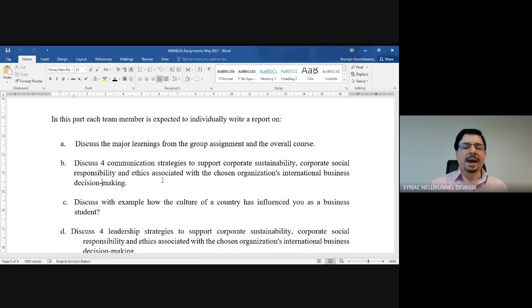Okay, and the third point, discuss with example how the culture of a country has influenced you as a business student. So here, think of another country's culture, not China. Don't take China. You think about maybe the country that you have taken for your assignment, or maybe if you have visited Malaysia or Singapore or Thailand, or any other country that you have visited or you are familiar with.